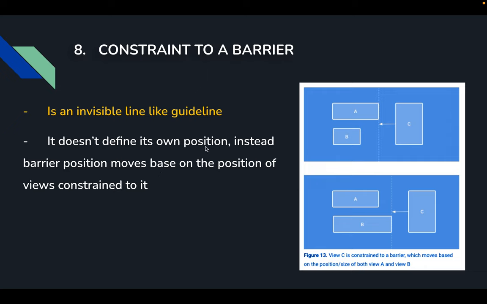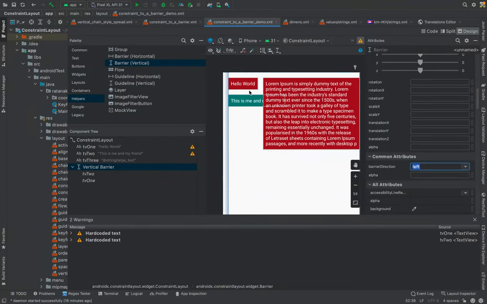You know, the barrier doesn't have its own position, but instead the barrier position moves based on the position of the views constrained to it. So right now we have two views constrained to it. We have TV1, hello world, and this view. So you need to give the direction so that the barrier can be placed. It can be at the start, or from the left, from the right, or from the top, bottom, something like that. For me, I want it placed at the end of the two views.